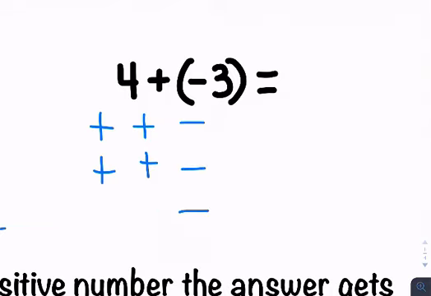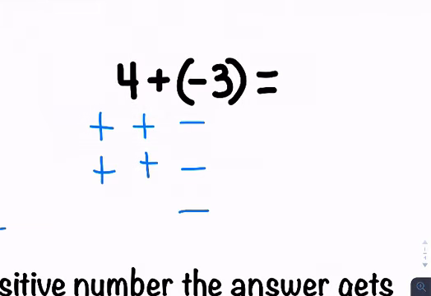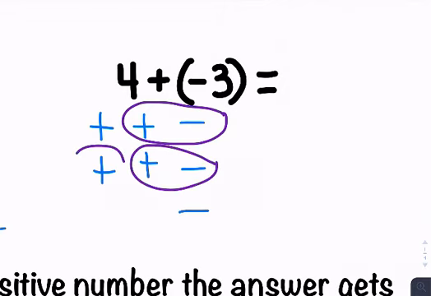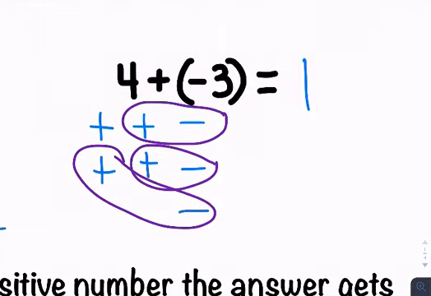we now can make 0 pairs. And remember, 0 pairs are just one positive and one negative, because together they cancel each other out. So there's a positive and a negative. They make 0. We circle it because it looks like a 0. There's another 0, and then one more 0. We are left with positive 1.